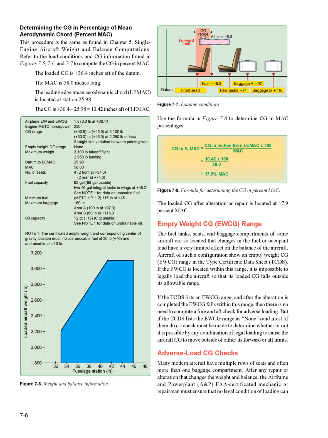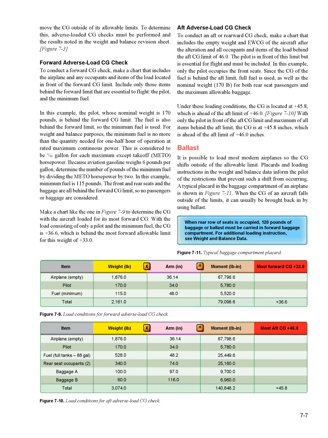Adverse load CG checks. Many modern aircraft have multiple rows of seats and often more than one baggage compartment. After any repair or alteration that changes the weight and balance, the airframe and powerplant, A&P, FAA certificated mechanic or repairman must ensure that no legal condition of loading can move the CG outside of its allowable limits. To determine this, adverse loaded CG checks must be performed and the results noted in the weight and balance revision sheet. Figure 7.3.